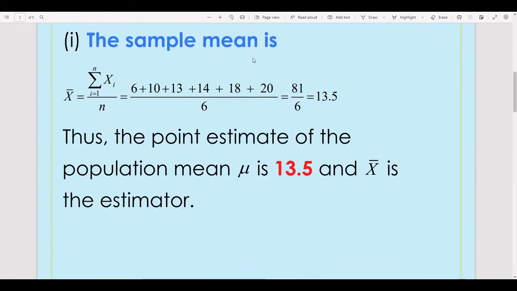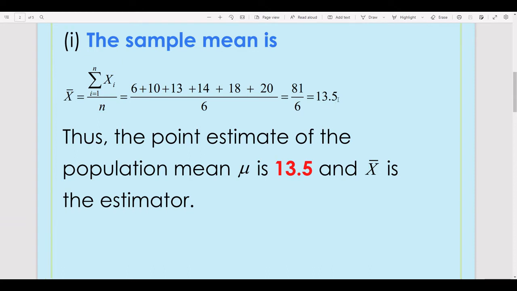First part, sample mean. The formula for sample mean is x bar equals sum of xi over n. So add all observations and divide by the number of observations. We got the answer 13.5. So these are the sample observations. On the basis of the sample observations, we can say that our population mean is 13.5. Because this is a single value, this is a point estimate.